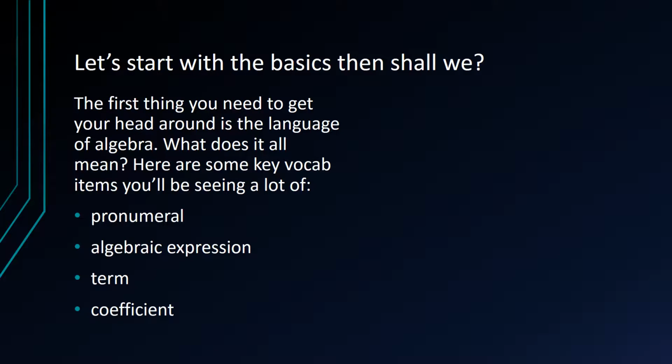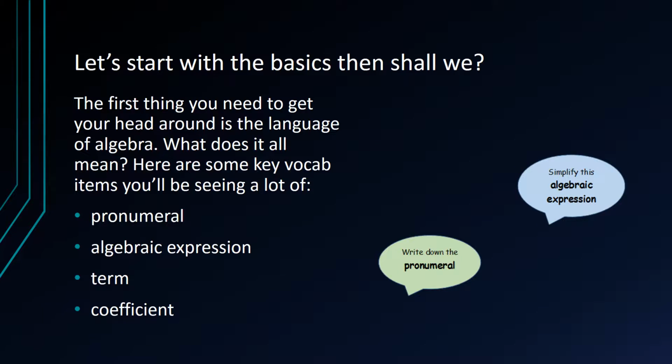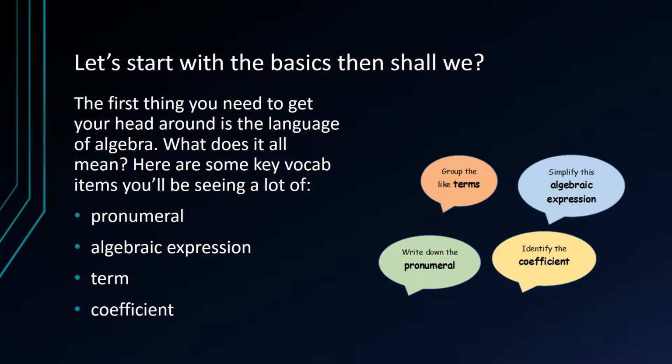So, let's start with the basics then, shall we? The first thing you need to get your head around is the language of algebra. Some of the most commonly used vocabulary in your algebra unit will be pronumeral, algebraic expression, term, and coefficient. So you might already have heard things like write down the pronumeral, simplify this algebraic expression, group the like terms, or identify the coefficient.